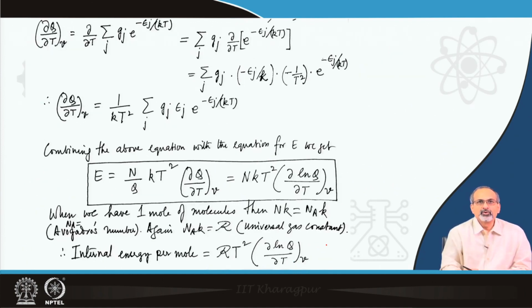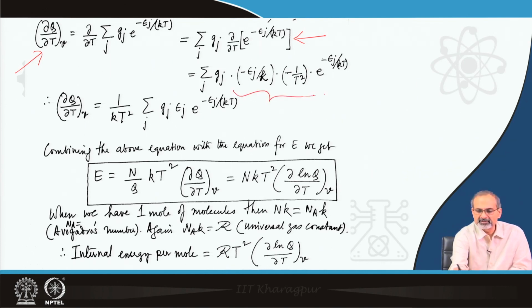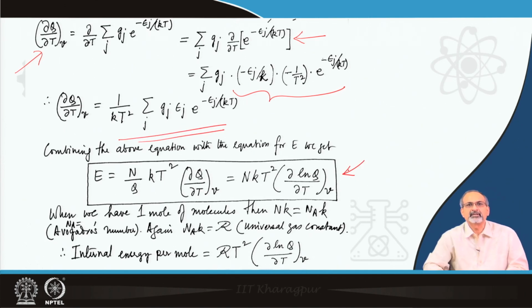And when you take the partial derivative, then basically the temperature dependency lies in the exponential term. When the derivative is taken, it will give you a form like this, and then if you combine all of it together, you will find that the capital E expression can be represented like this. That means we found a way to represent the energy, the internal energy of the system, in terms of the partition function.